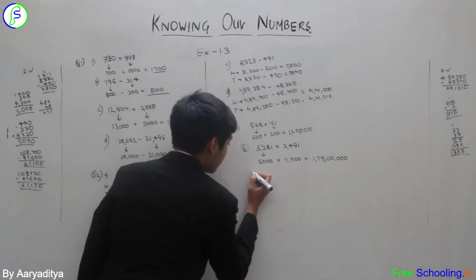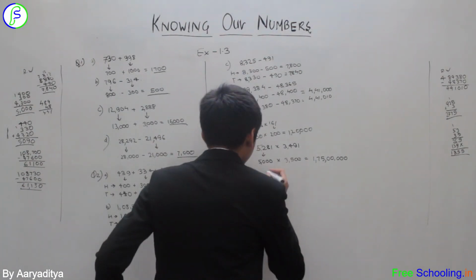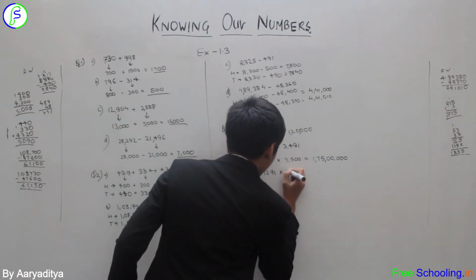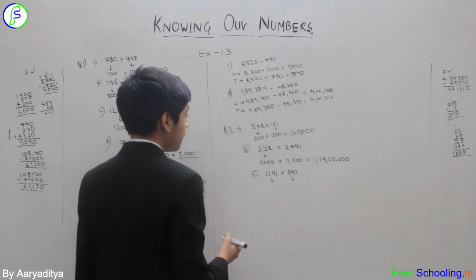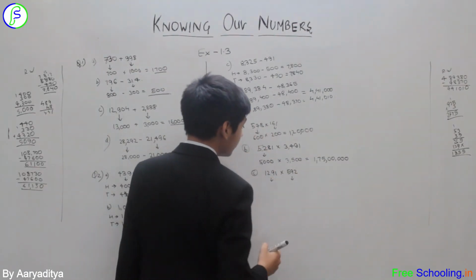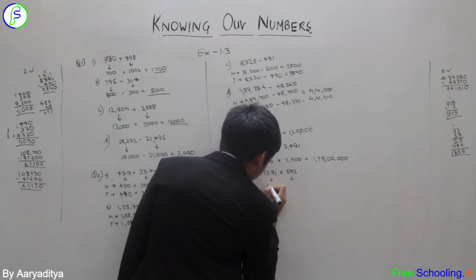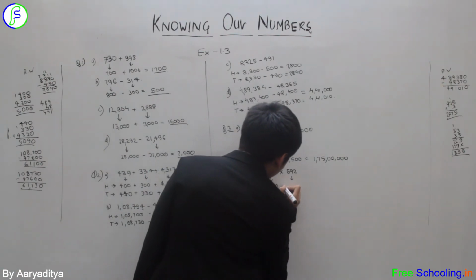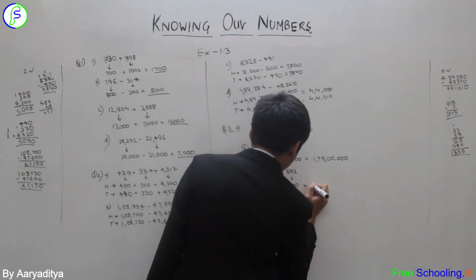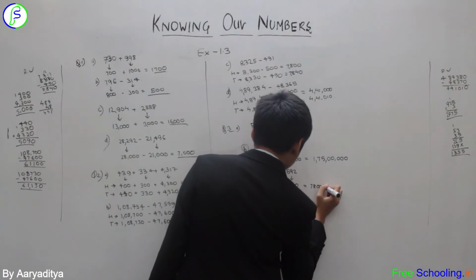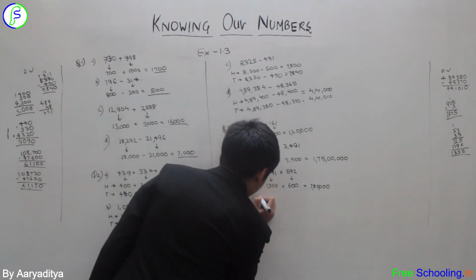Okay, now let's proceed to the C part. C part says 1291 into 592. Okay, so 1291 into 592. How do we do this one? Rounding these both numbers. Rounding the numbers to the nearest 100, I will be getting 1300, and out here I will get 600. Very easy. 1300 into 600, we get 780000. Inserting the commas, 7,80,000.